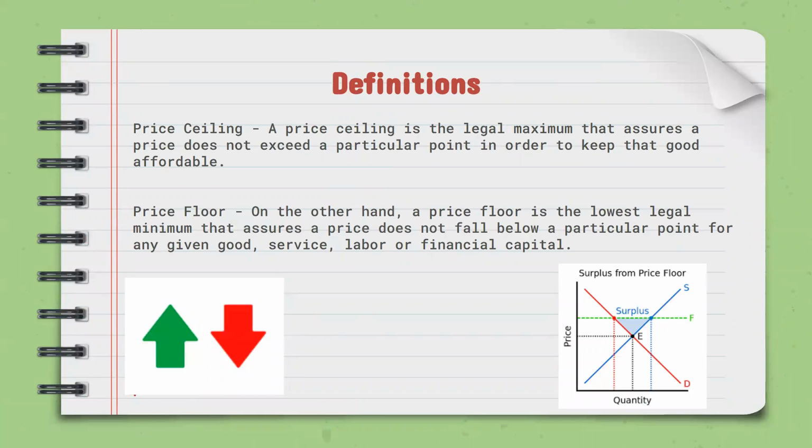Just to get into some of the basic definitions, essentially a price ceiling is the legal maximum that assures a price cannot exceed a particular point in order to keep that good affordable. On the other hand, a price floor is the lowest legal minimum that assures a price does not fall below a particular point for any given good, service, labor, or financial capital.